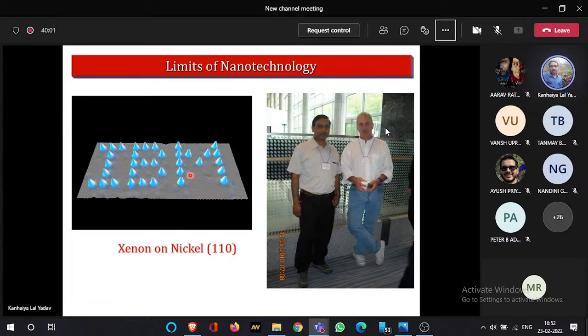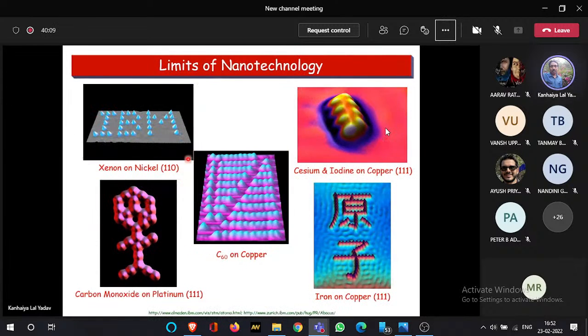And it took around 22 hours for him to make this at that time. And nowadays it can be done within 15 minutes. And these are the other examples, like xenon on nickel, cesium on iron, and then C60 on copper made like this structure, and carbon monoxide on platinum like a human. Iron on copper, something is written, maybe Japanese or Chinese, I don't know.